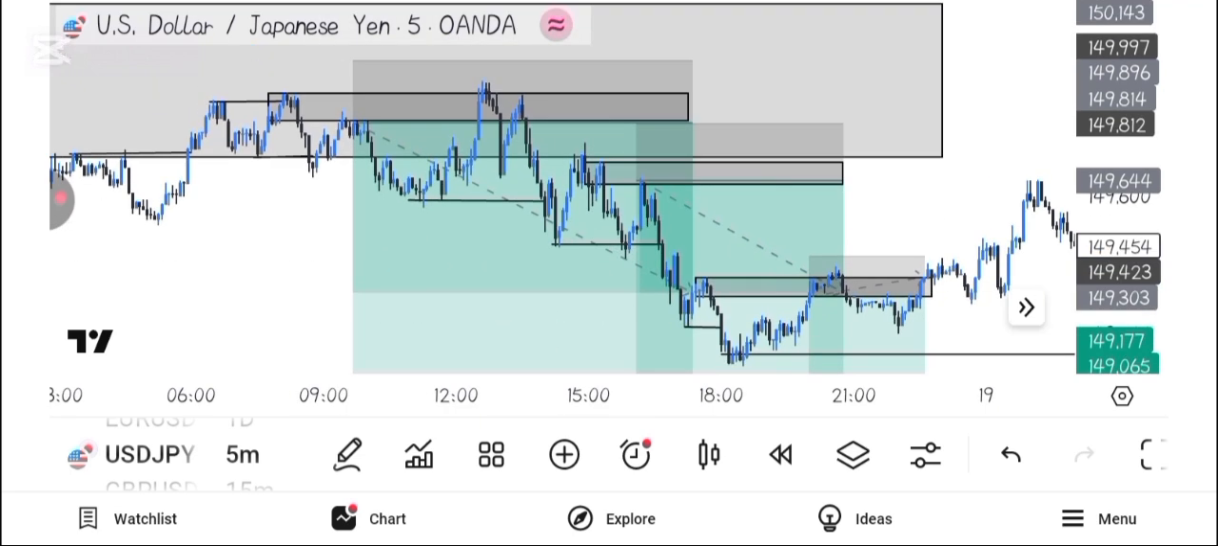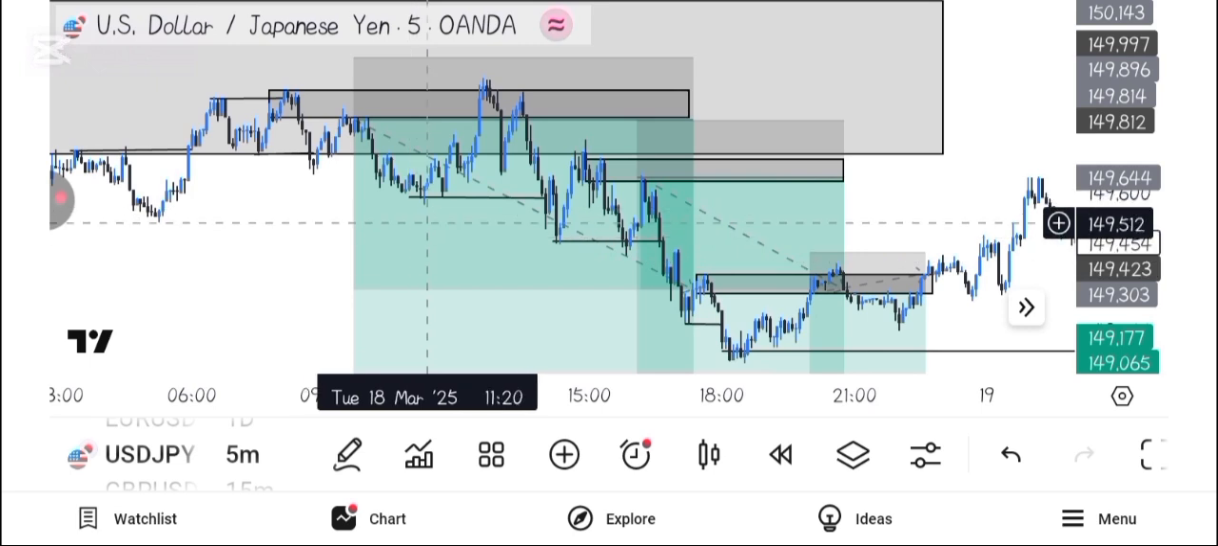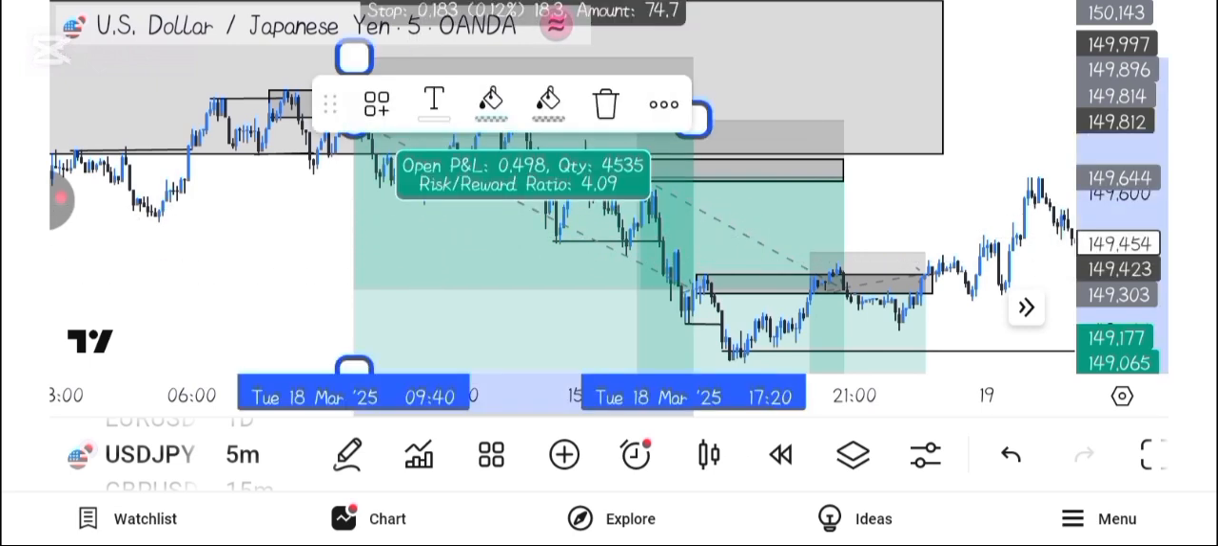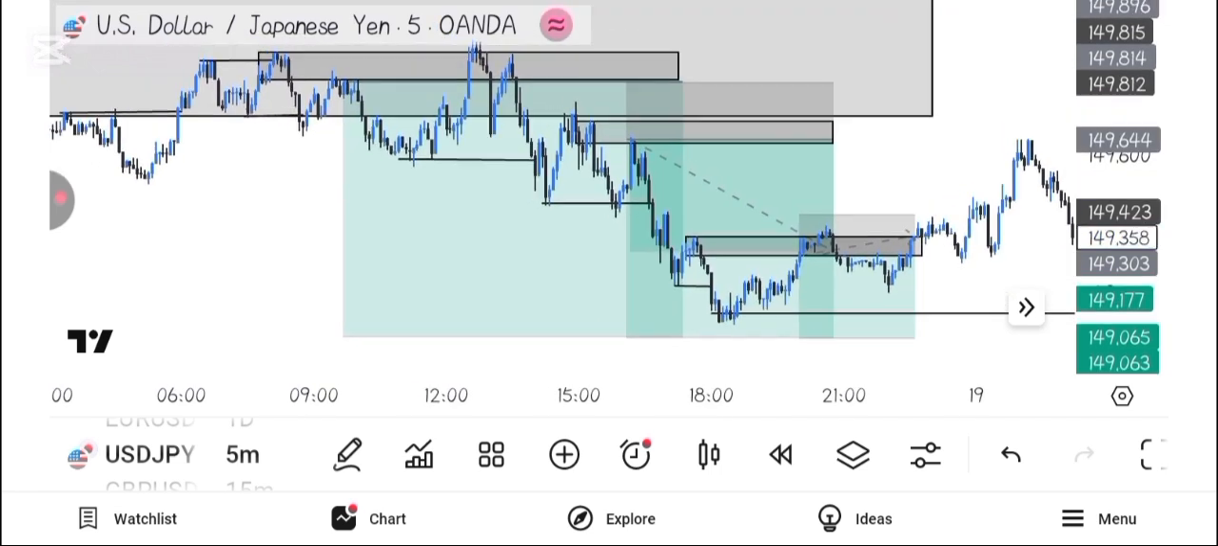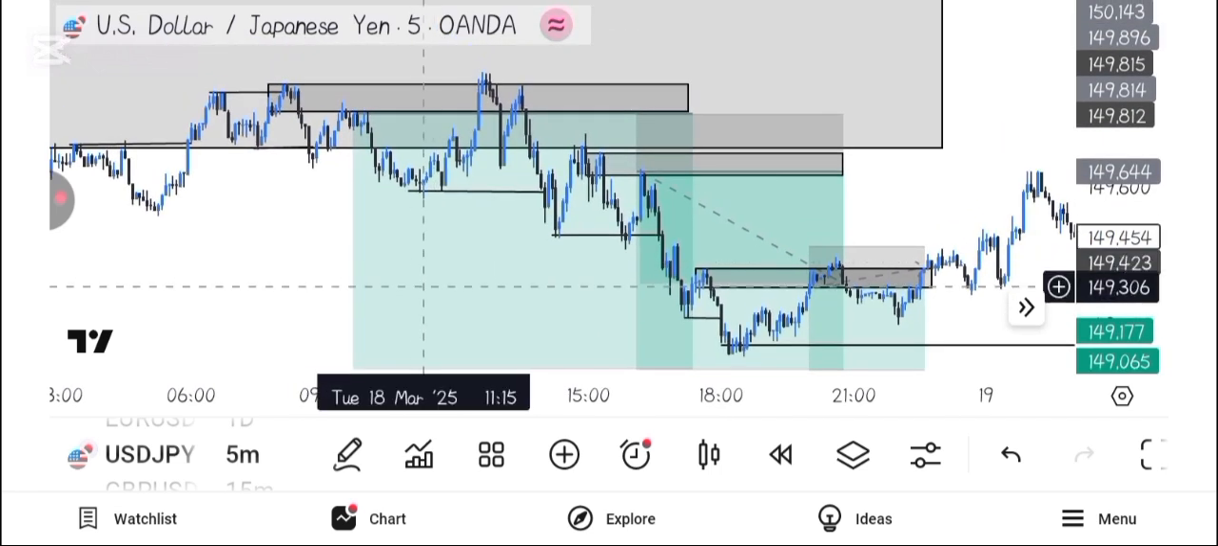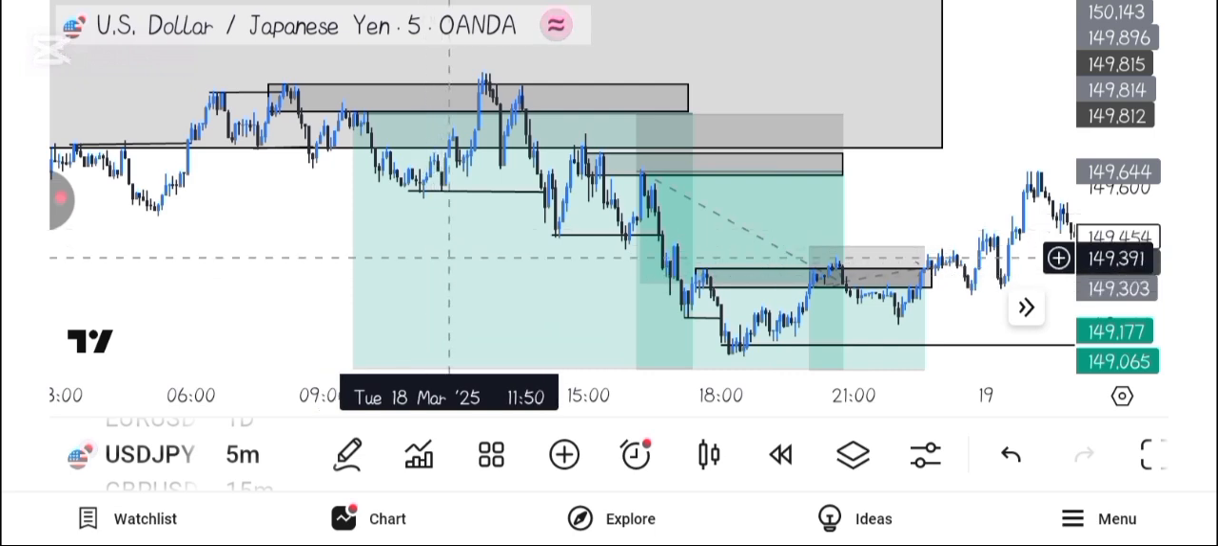I shifted the stop loss of this initial order, this first order here, to break even. This is what I did. I shifted it to break even, meaning I'm risking $0 on this initial order, this first order I did. I'm risking $0 on this order now.